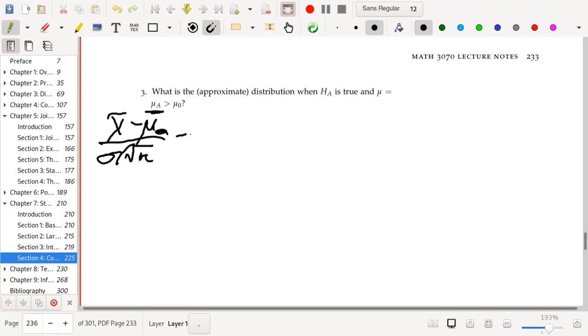So here's what we should do. We should try to figure out, well, here's what we're going to do. We're going to say we have x bar minus mu a plus mu a minus mu naught.